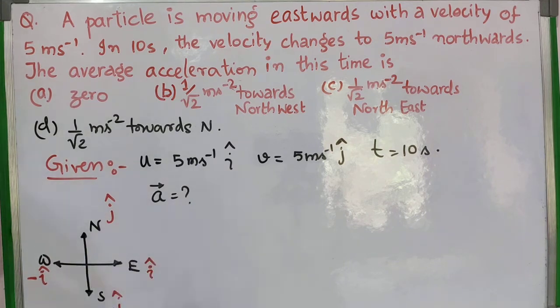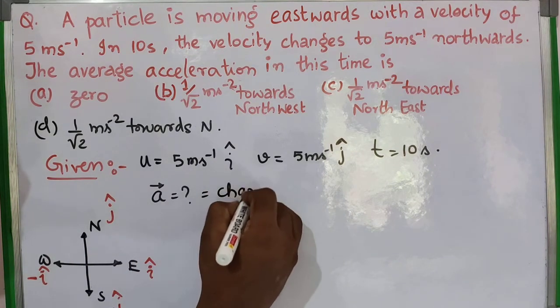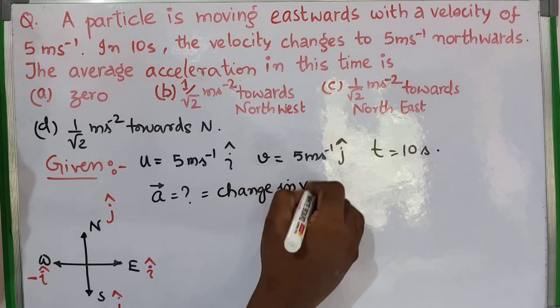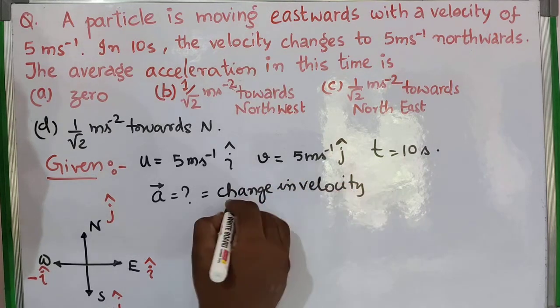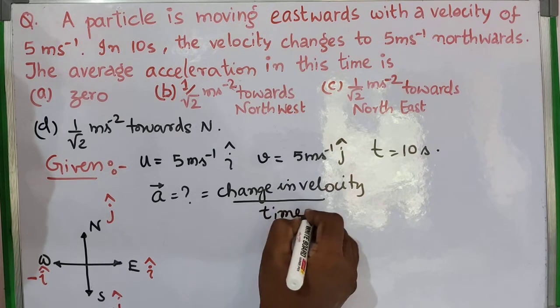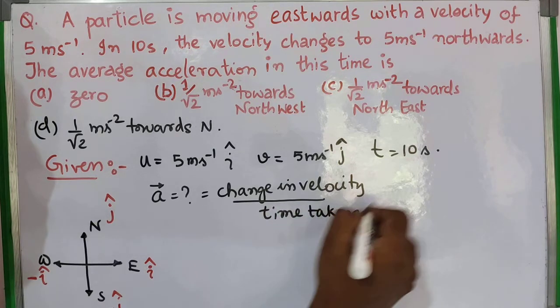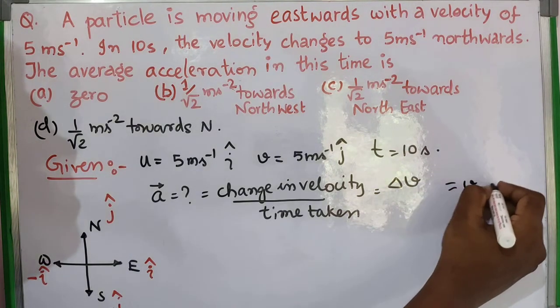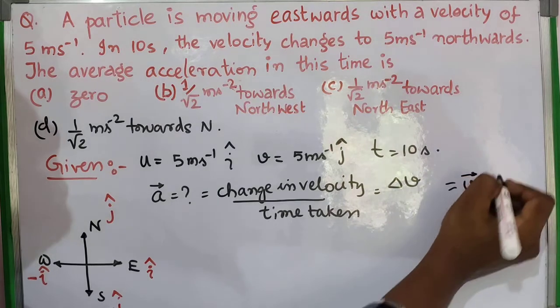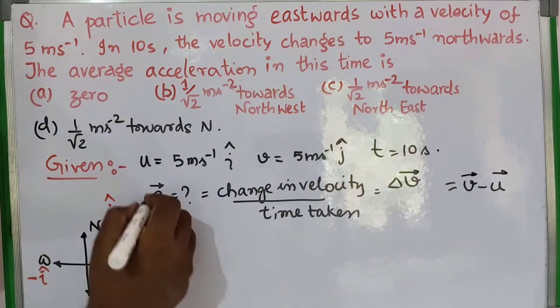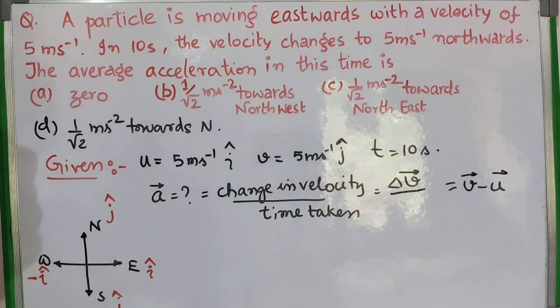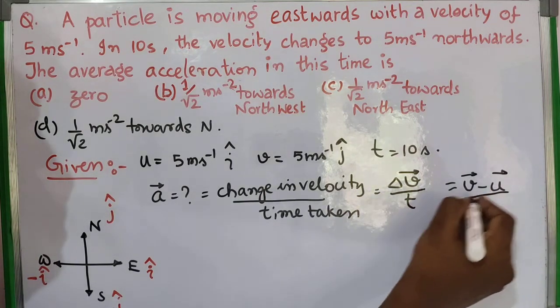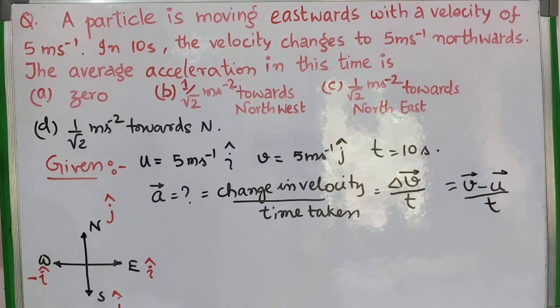So, by definition of acceleration, what is the definition of acceleration? Change in velocity by time taken. So, how to denote a change in velocity? We denote it by delta v. Since the velocity is vector, change in velocity means what? Final value minus initial value. So this is also vector. Acceleration is vector, of course. By time taken t. So this is what we have.